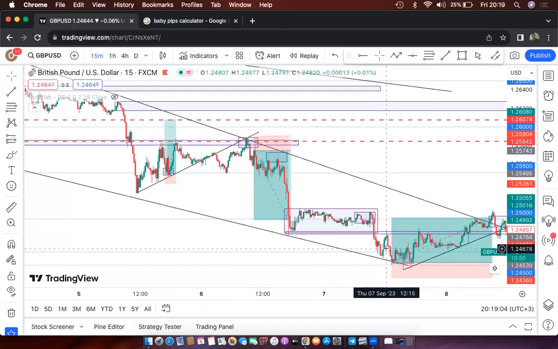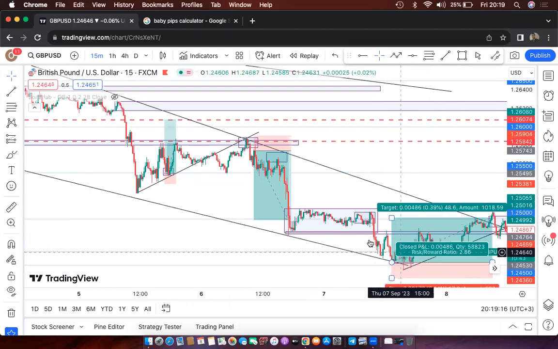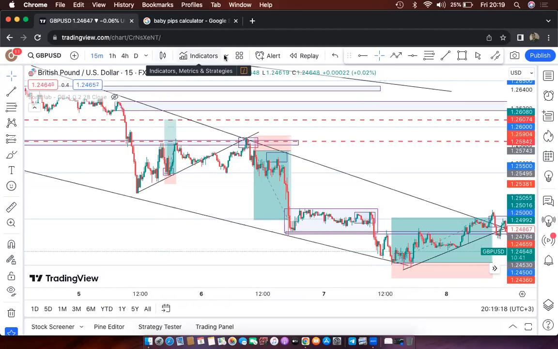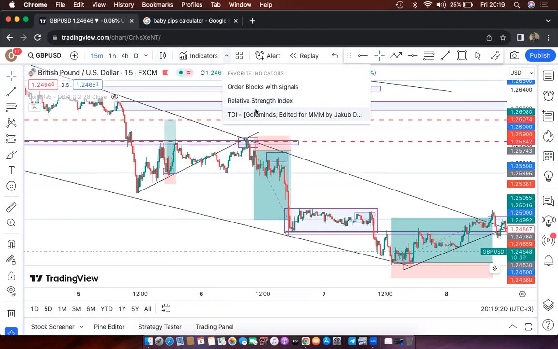Now, if you pull up tools like the Traders Dynamic Index, that's the TDI. The TDI is made up of Bollinger Bands. It's made up of the RSI. It's made up of moving averages. We would see that there is a divergence. Let's pull up the TDI to see that.